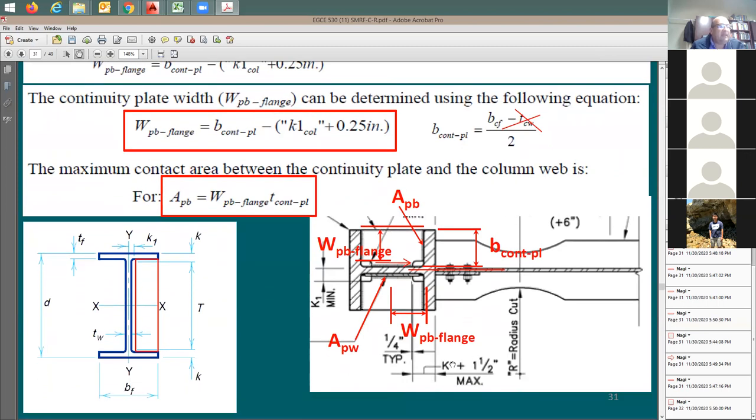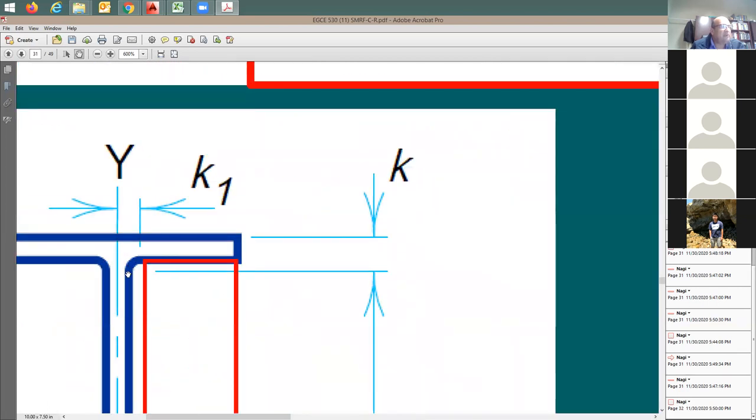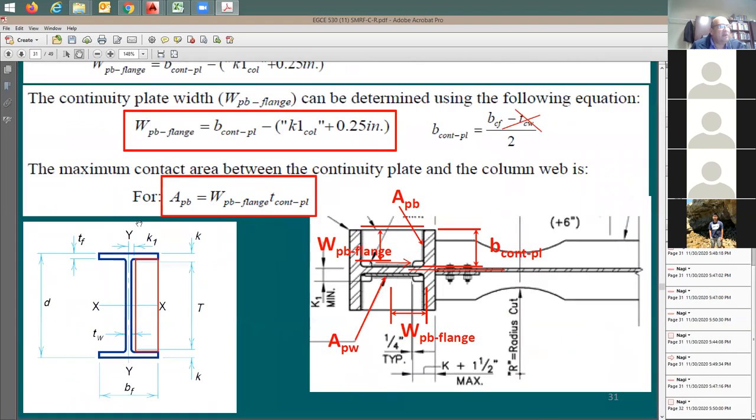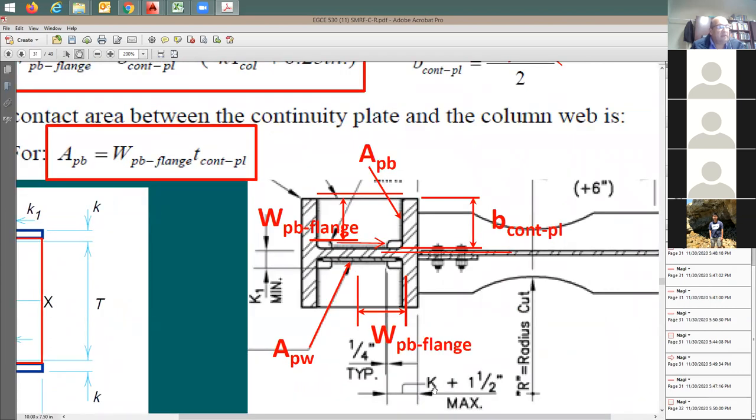Now, what is K? Look at K, definition of K. It goes from the top of the flange to this corner, right? To this point here. This is gonna be K. Look what happened here. In my opinion, we use this K is gonna be from the outside of the flange all the way to that point, right? I'm gonna call this to be K plus 1.5 inch. You say, okay, K plus 1.5 inch is gonna be the total distance.